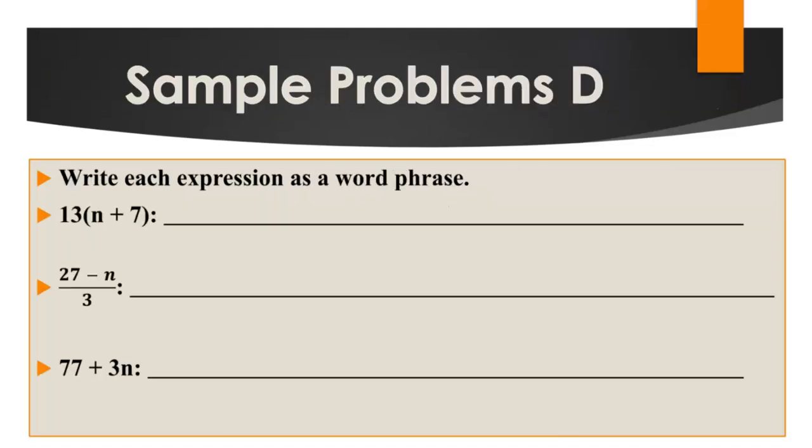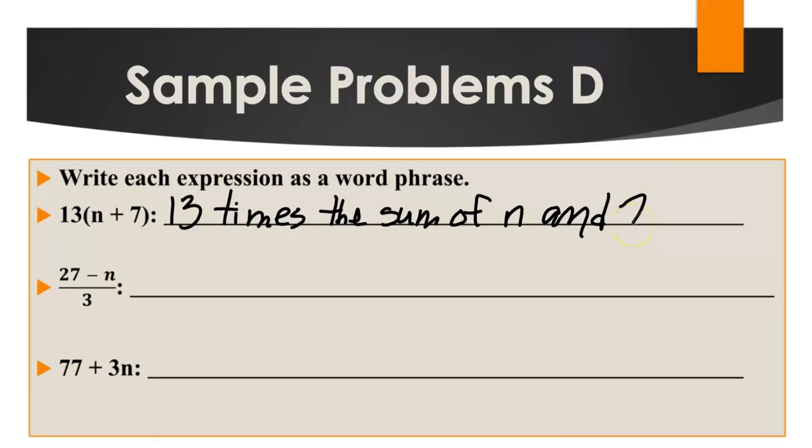So an example, 13 times the quantity n plus 7. Now I use quantity because the n plus 7 is in parentheses. So I can do 13 times, now I can use quantity or I can say times the sum of n and 7. Sum is the answer to an addition problem, so I'm taking 13 times the answer to the addition problem.